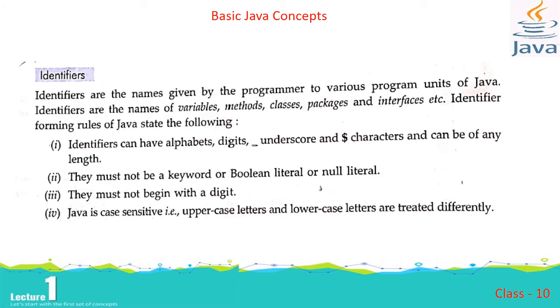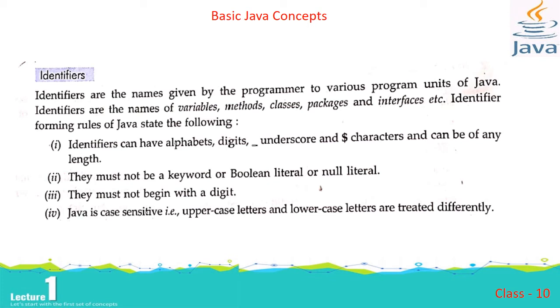Identifiers. Identifiers are the names given by the programmer to the various program units of Java. Identifiers are the names of the variables, methods, classes, packages, and interfaces, etc. So every part of a Java program, we give some name, and that is called an identifier.